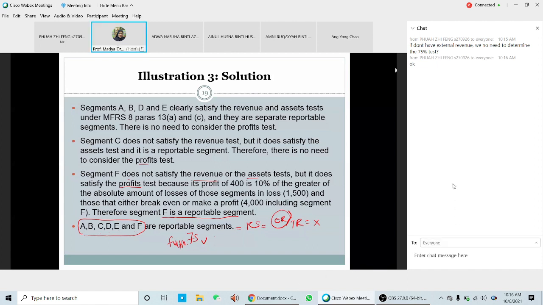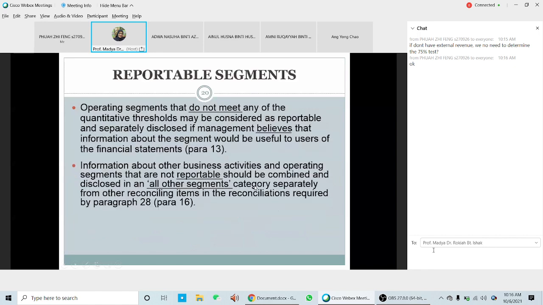Okay. So we proceed with the next one. We have these illustrations. With these illustrations, an operating segment that does not meet any of the quantitative thresholds may be considered a reportable segment and separately disclosed if management believes the information is useful to the user, even though it does not meet the thresholds. Information about other business activities and operating segments that are not reportable should be combined together and disclosed in all other segments.